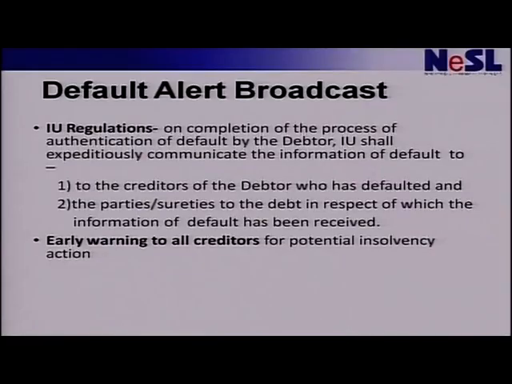One very useful feature of the information utility is the default alert broadcast. So the IU regulations of IBBI provide that on completion of the process of authentication of default by the debtor, the information utility shall expeditiously communicate the information of default to the creditors of the debtor who has defaulted and to the parties sureties to the debt in respect of which the information of default has been received.